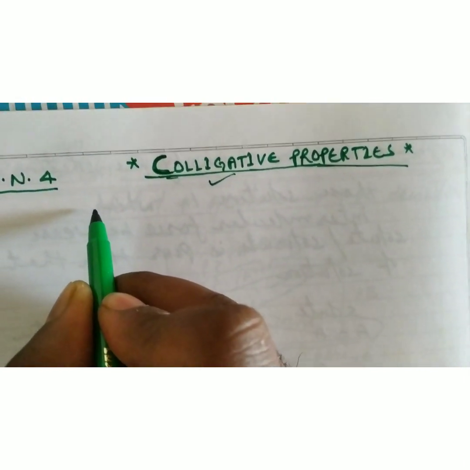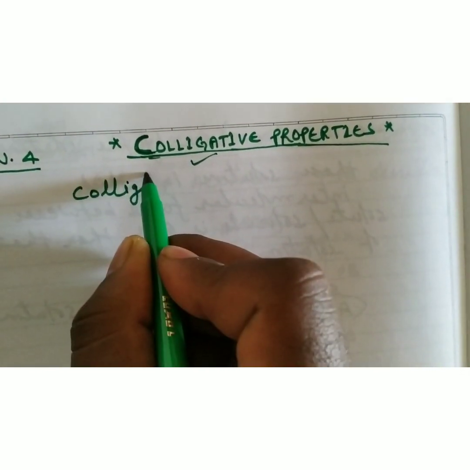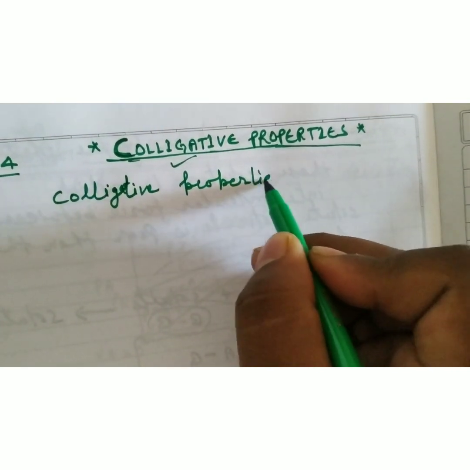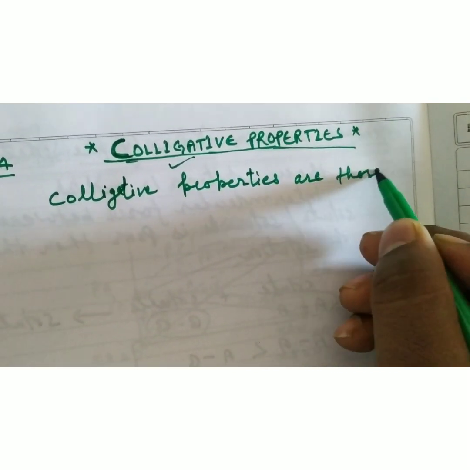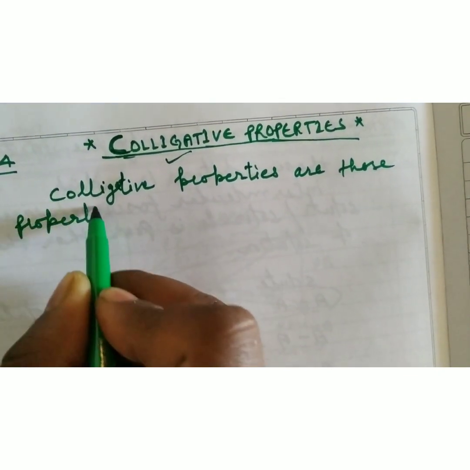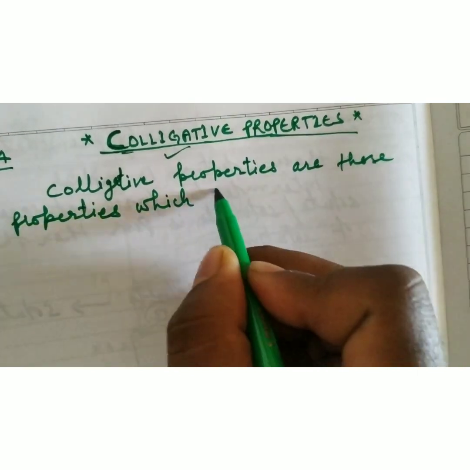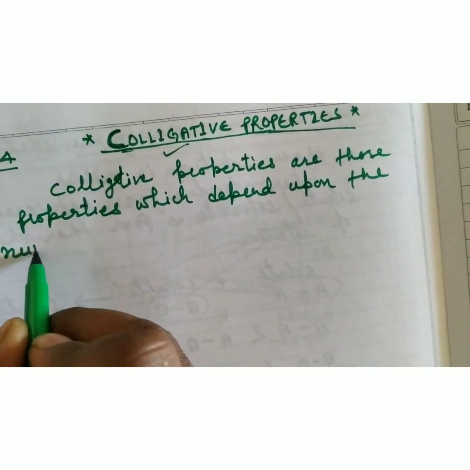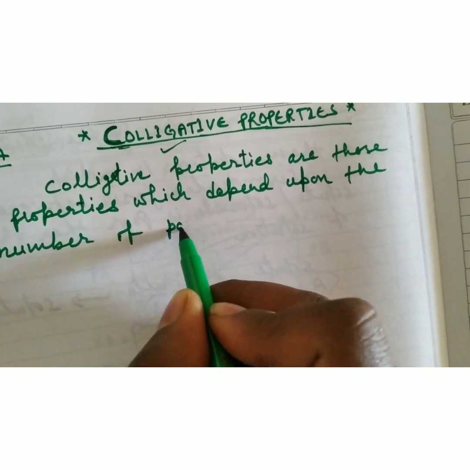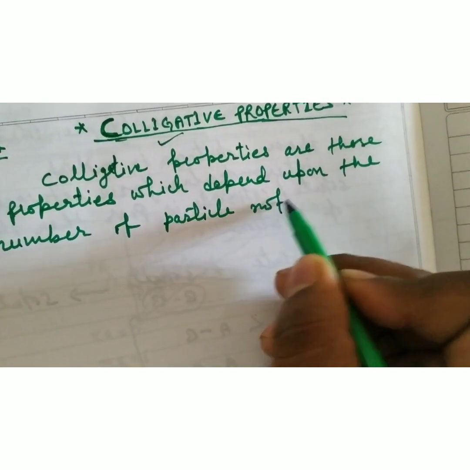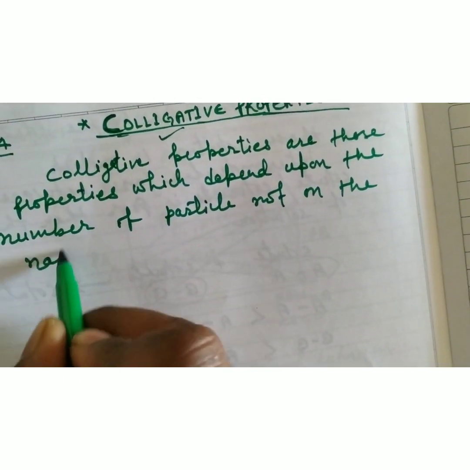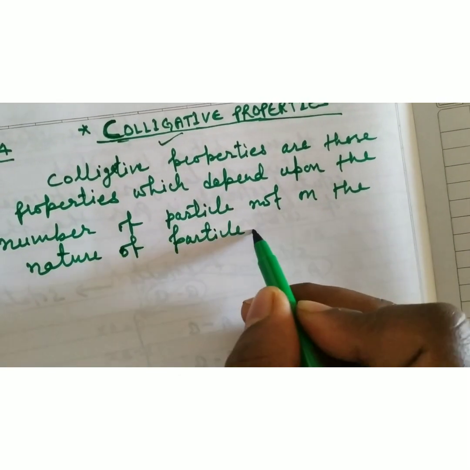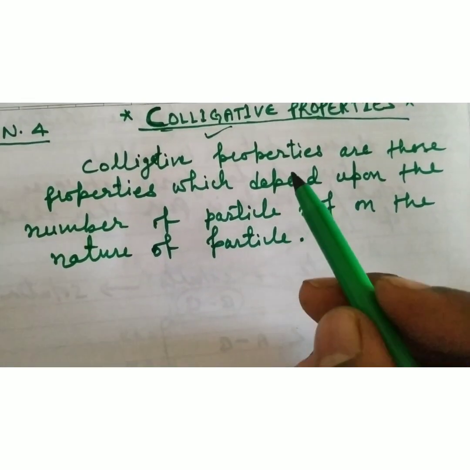Colligative properties are those properties which depend upon the number of particles, not on the nature of particles. Clear? Means, just we can say colligative properties.